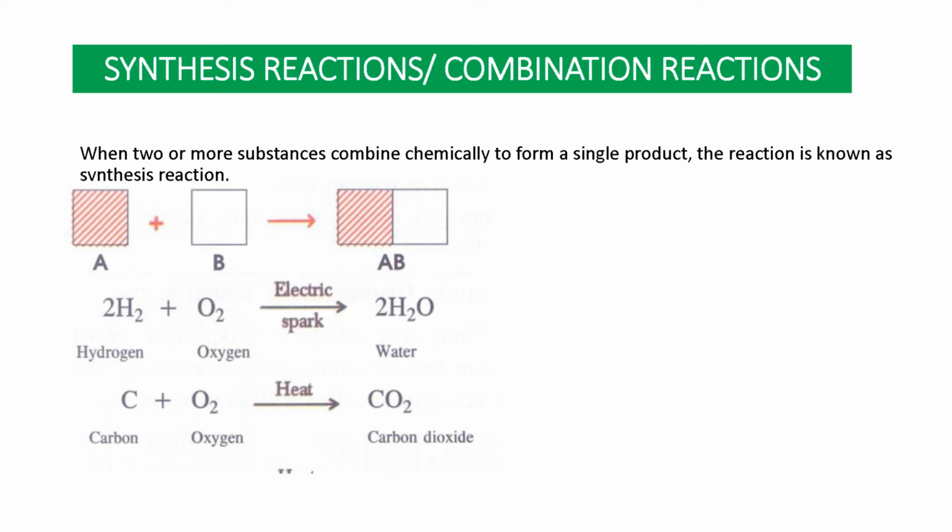Then, similarly, carbon and oxygen. When carbon and oxygen combine in the presence of heat, they make carbon dioxide. These are examples of combination reaction. In your book there are so many examples of combination reaction, so go through them and then you can understand very well. So this is a combination reaction.